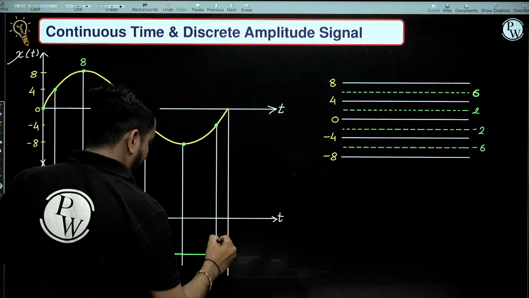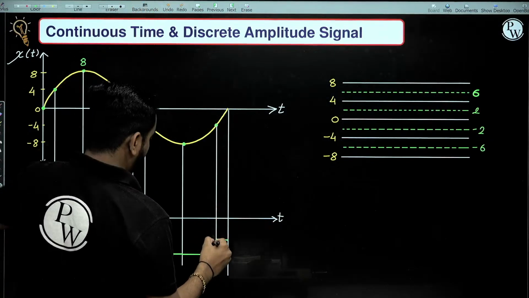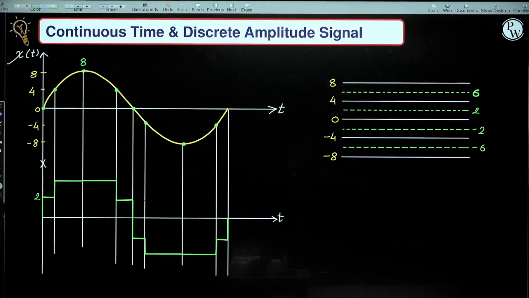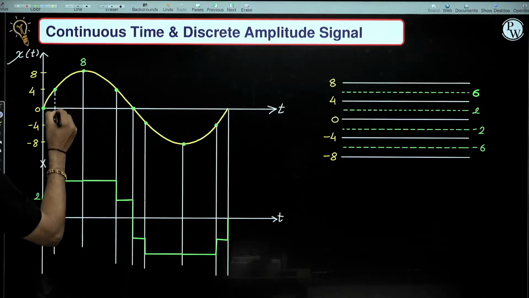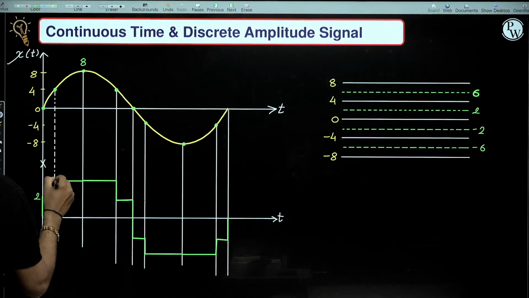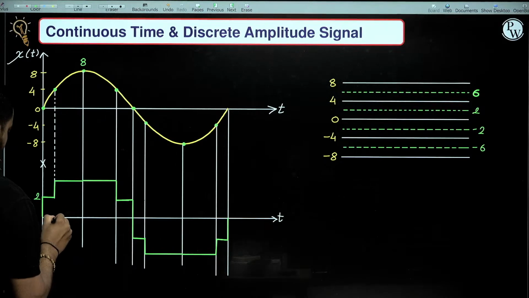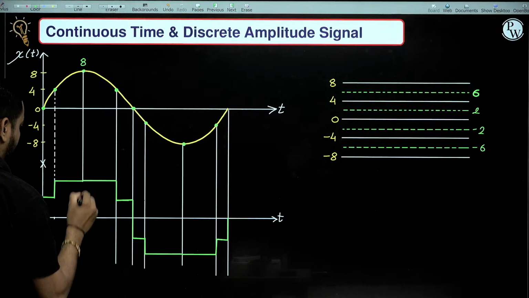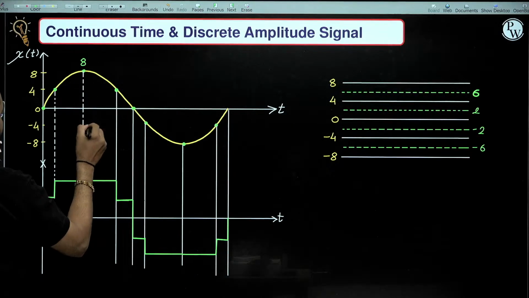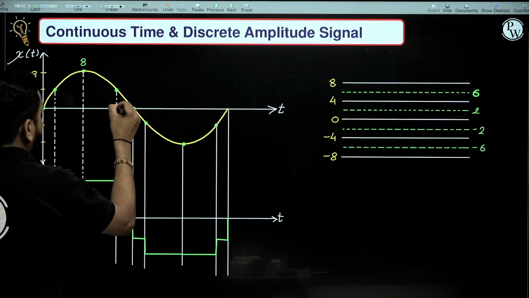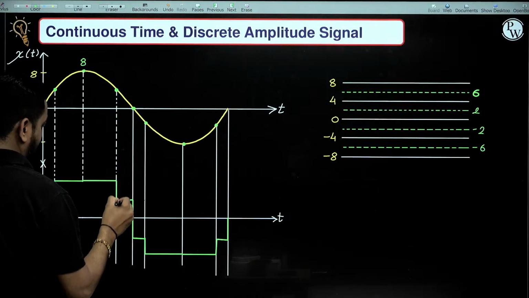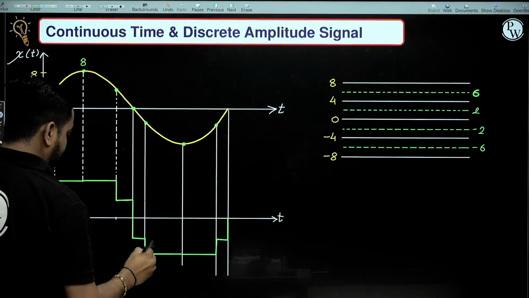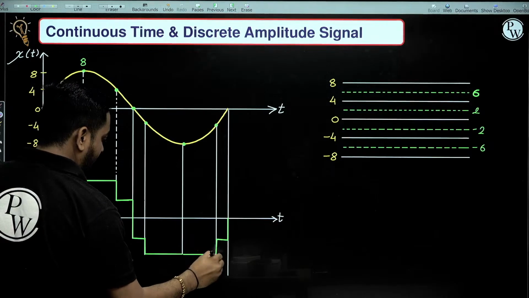And you can see here. Now tell me, are infinite number of amplitudes possible or only a finite number of amplitudes possible at any instant of time? Tell me, guys, infinite or finite number of amplitudes at any instant of time.